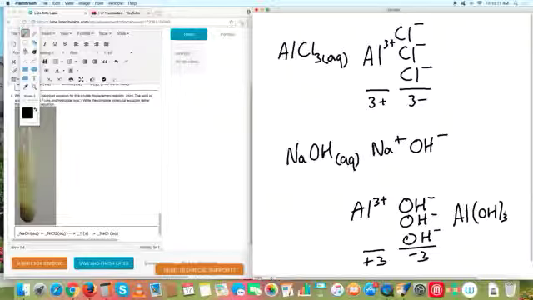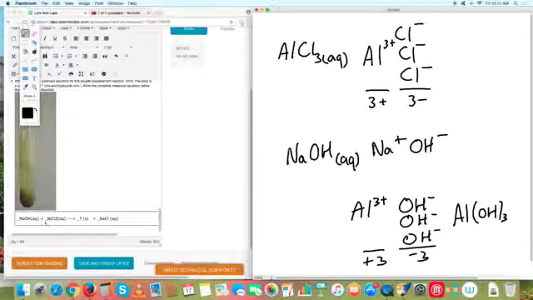You're going to do something similar with the nickel, and then figure out what solid goes here, and then figure out how to balance out the reaction that you're given here.